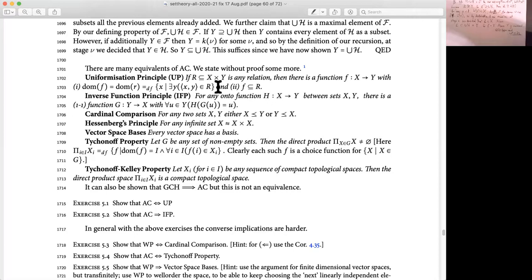So it says, suppose I've got a relation, for example, something like a region in the XY plane. Then it says there's a function which uniformizes the region. So let me give a diagram about how that works or what that looks like. So this is about UP.